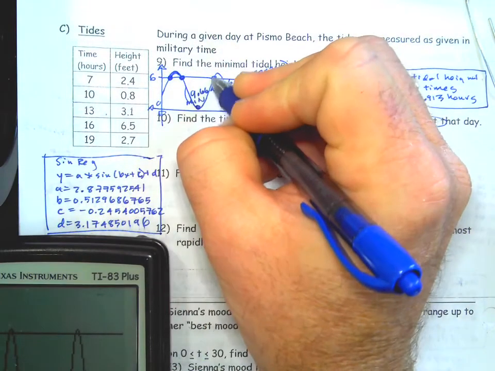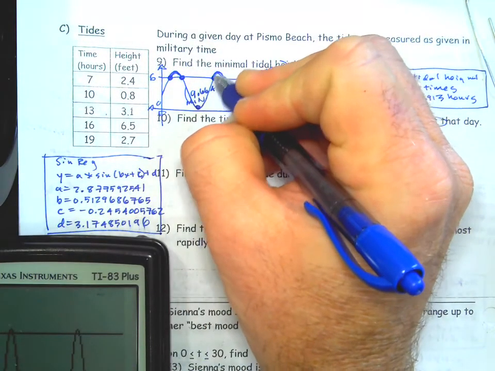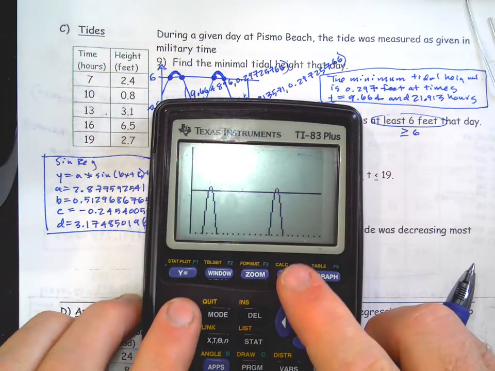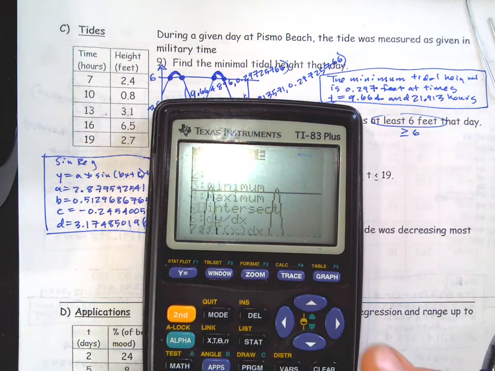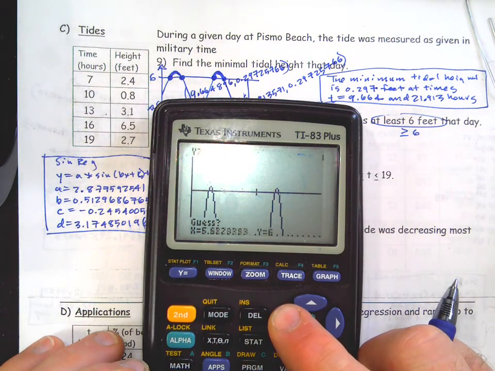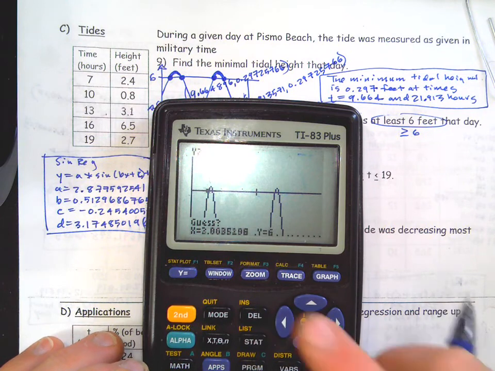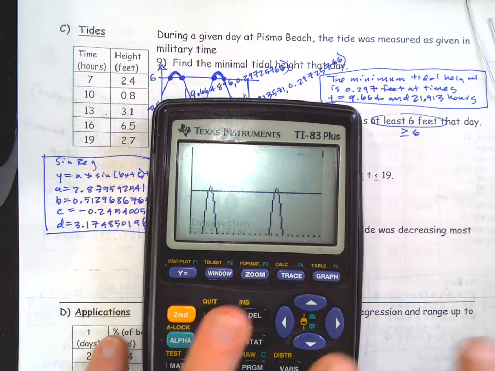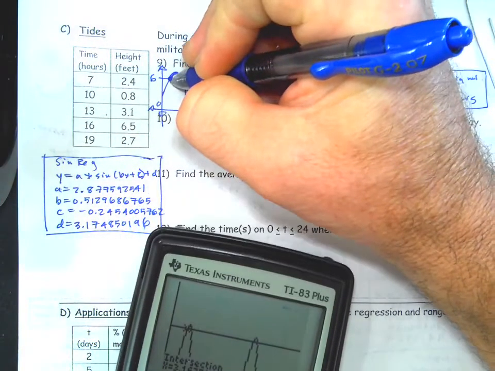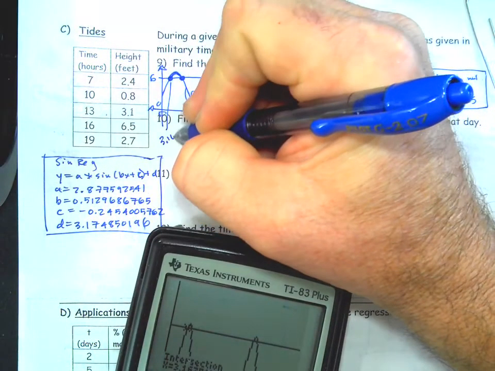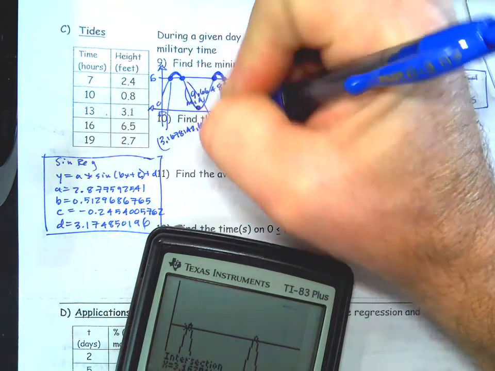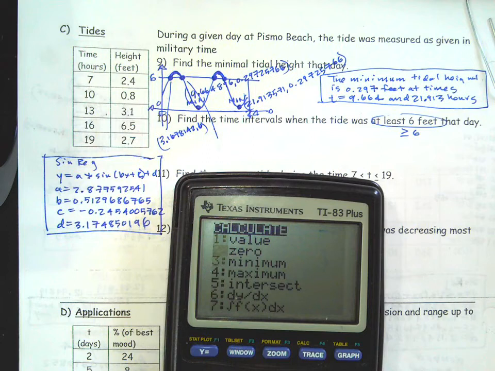So you're showing me right now what your answer is visually. Now you just got to figure out what those numbers are and write your answer in interval notation. So we got to find these intersections. Second calculate, number 5, intersect. First curve, second curve. Now, these are so close to each other, I'm going to go ahead and use the cursor. We've got to say guess. So I'm going to guess to the left of this to make sure it finds the left one first. I'm going to write that on here. 3.1678142, comma 6.